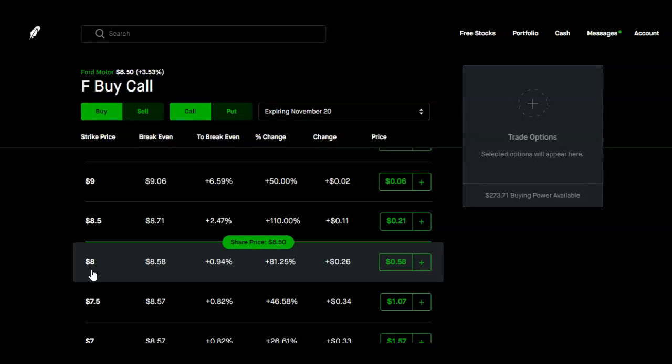Well, then what this does is by buying this option, it's 58 cents. If I were to buy one contract, it represents 100 shares. So that's a round lot. So what this means is that if I were to exercise this contract, it would allow me to buy 100 shares of Ford stock at $8. So this price here is called the option premium.